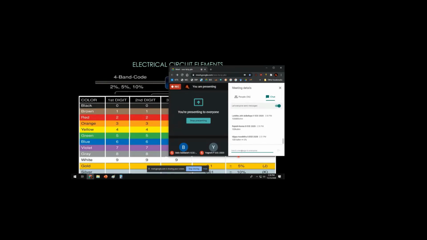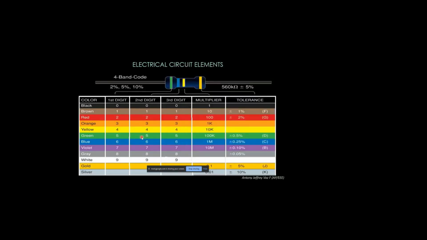Balasubai, how do you say 104? You should make 10 into 10 power 4. You should not write like this. Like Rajesh Khanna has said, this is the correct answer. Our 100 kilo ohm plus or minus 5% is also a correct answer. Okay, let's move to the next topic.